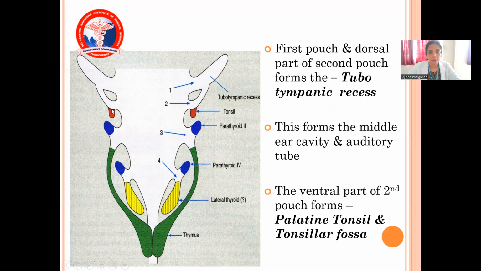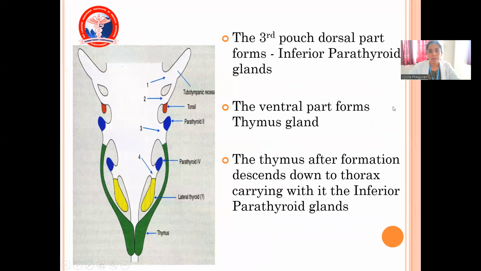Here. Okay. The third pouch, dorsal part. So this is the third pouch. It is having a dorsal part and a ventral part. The dorsal part forms the inferior parathyroid glands, whereas the ventral part will give rise to the thymus gland. Okay. The thymus, after formation, descends down to the thorax, carrying with it the inferior parathyroid gland, because both are the kids of the same mother. So wherever they go, they need to travel together.